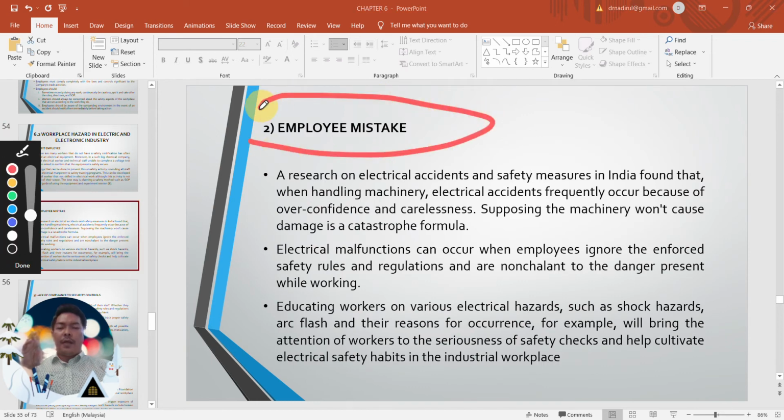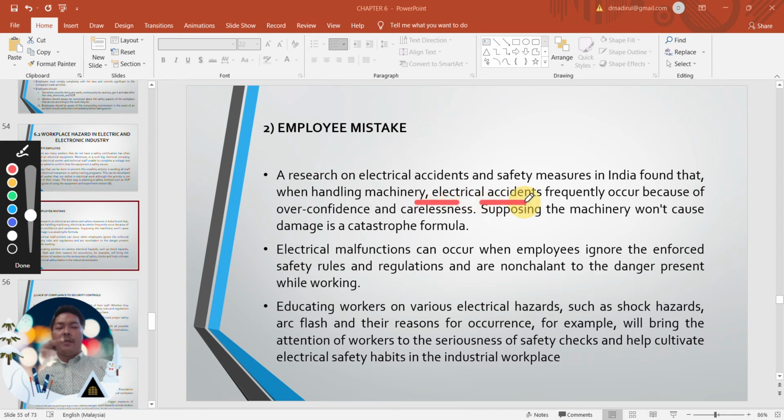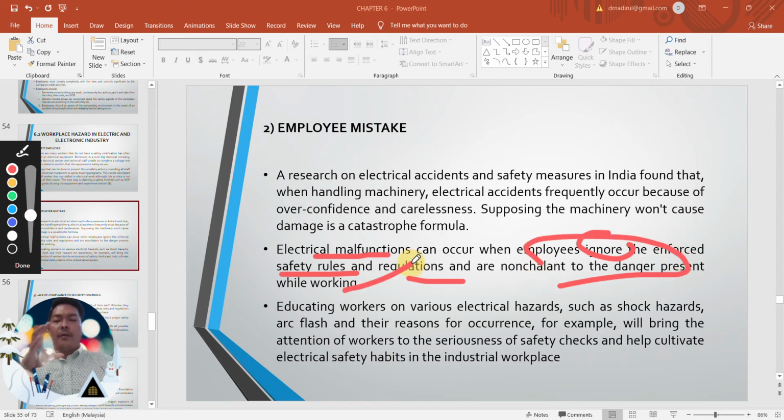Employee mistakes. A study on electrical accidents and safety measures in India found that when handling machinery, electrical accidents frequently occur because of overconfidence and carelessness. Supposing the machinery won't cause damage is a catastrophe formula. Electrical malfunctions can occur when the employee ignores the enforced safety rules and regulations and is nonchalant to the danger present while working.